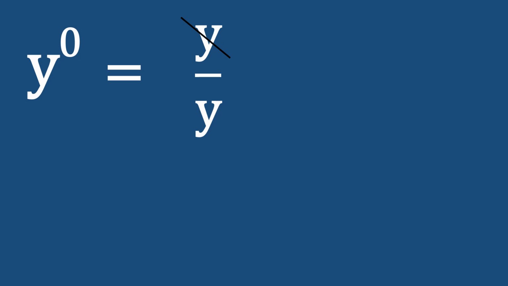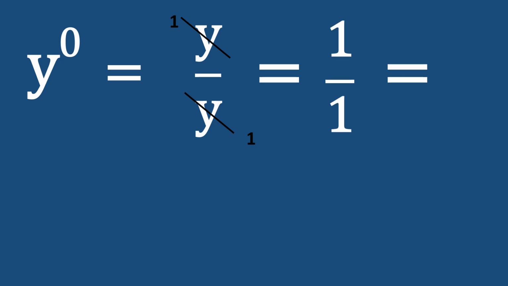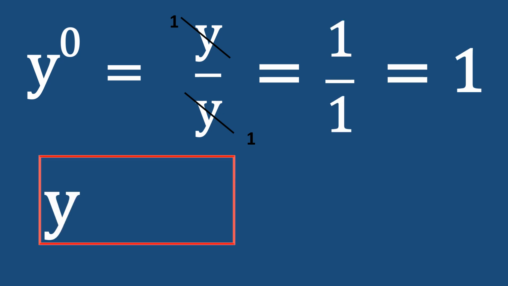So a over a is equal to 1, b over b is equal to 1. So y over y is also equal to 1. But let's simplify that. Y here is 1, y here is 1. So what we have is 1 over 1, which is equal to 1. So we can clearly see that y raised to the power of 0 is equal to 1.